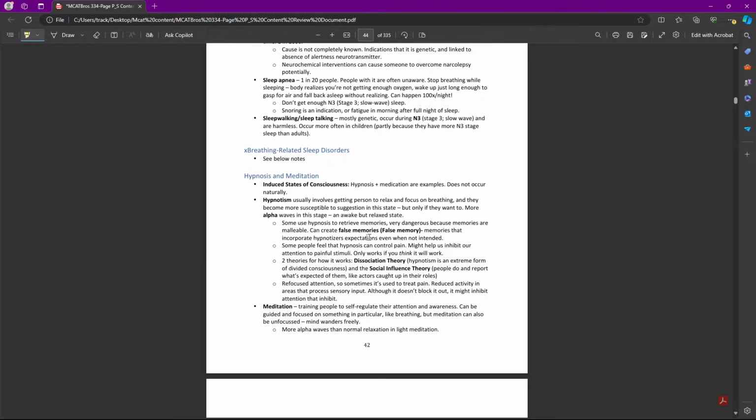Some use hypnosis to retrieve memories. Very dangerous because memories are malleable. Can create false memories, which are memories that incorporate hypnotic expectation even when they're not intended. Some people feel that hypnosis can control pain, might help us inhibit our attention to painful stimuli. Only works if you think it will work.